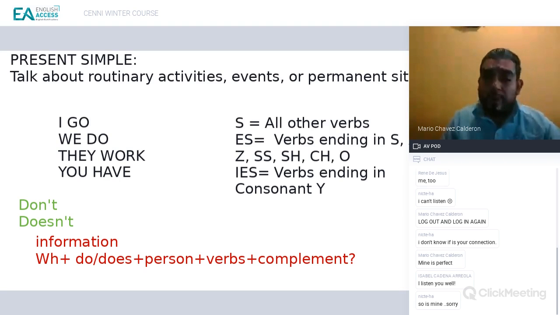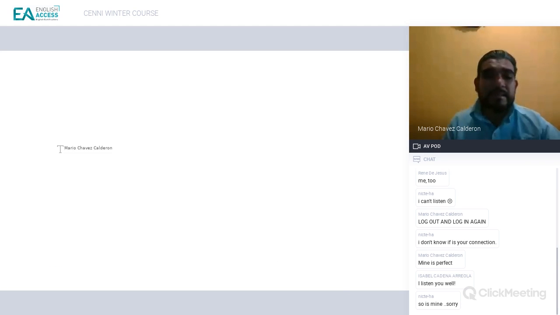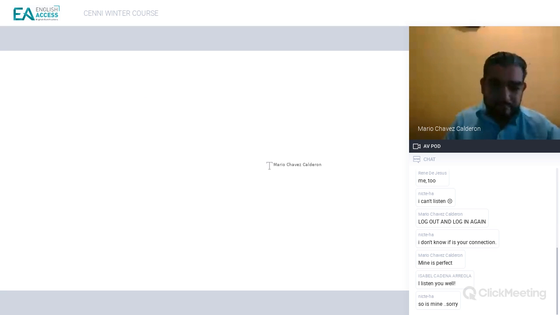If the question is not an information question but a yes/no question, instead of the WH question word, we start with the auxiliary do or does, okay? So this is for the simple present. In the past simple, we do practically the same. The rules are more or less the same.